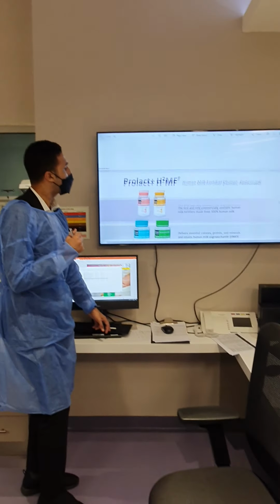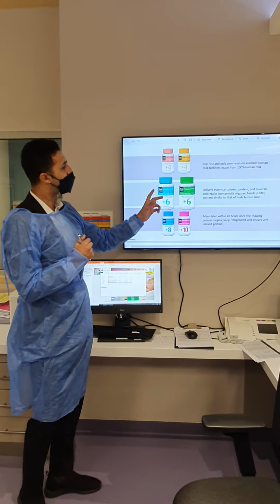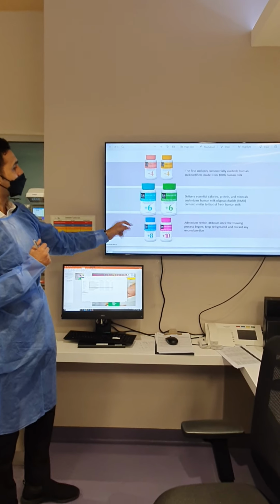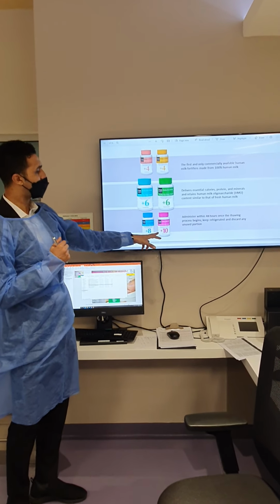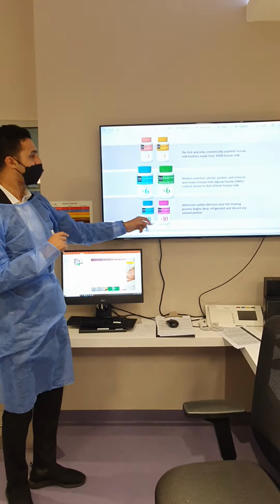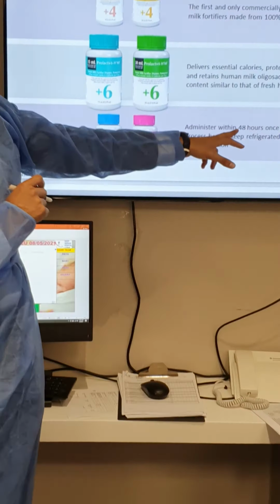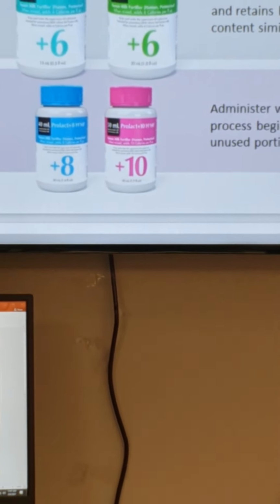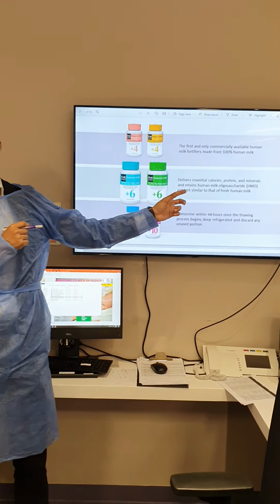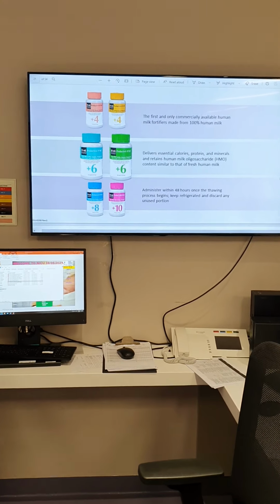Again, the portfolio, as I said earlier, is +4, +6, +8, +10. Plus 4 and plus 6 have two concentrations each, the +8 and +10 only one concentration. And I said 48 hours after the thawing process. The most important thing is that the 4 and 6 have human milk oligosaccharides concentration. Human milk oligosaccharides are available only in the EPM or any product coming from the EPM.